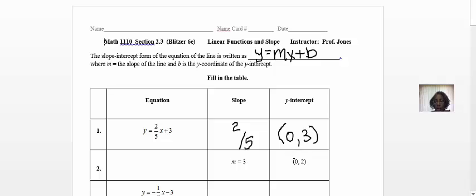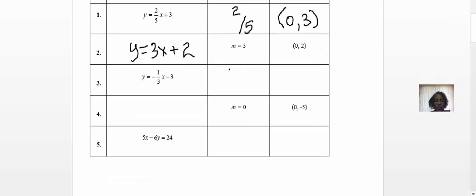For number 1, going back to number 1. All right, so here our y-intercept is 0, 2. So that basically means our b is 2 and our m is 3. So the equation of this line is y equals the slope times x plus b. And remember, b is the y-coordinate of the y-intercept. Here I'm given the line equation, and I am asked for the slope. So let's give that.